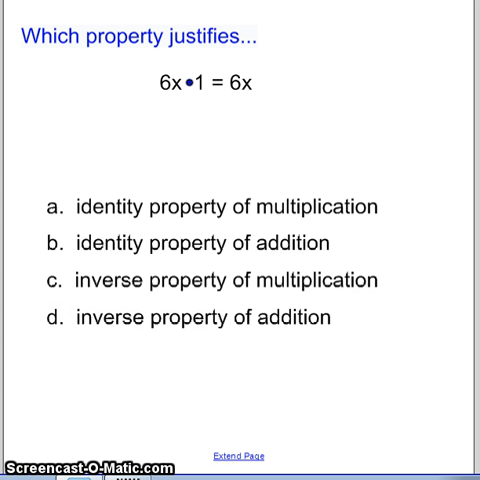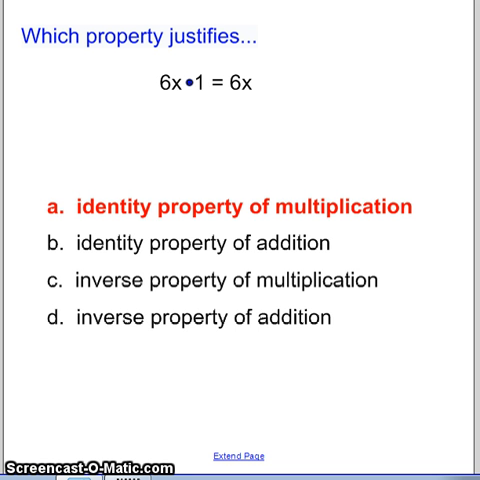In this one, we have 6x times 1 equals 6x. So we're multiplying by 1 and getting the exact same thing for the answer. So that's an identity. When you get the same thing for the answer, this is the identity property of multiplication.